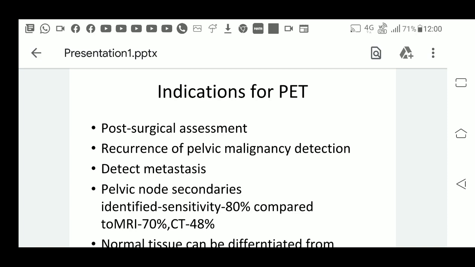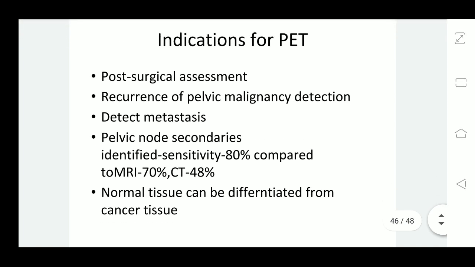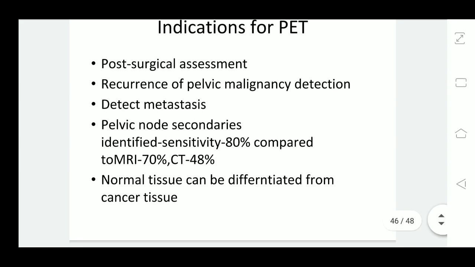Next, after the surgery, we can also find out after some time if there is recurrence of pelvic malignancy present. So, residual malignancy we can find out from PET scan. Recurrence of malignancy can be detected by PET scan.